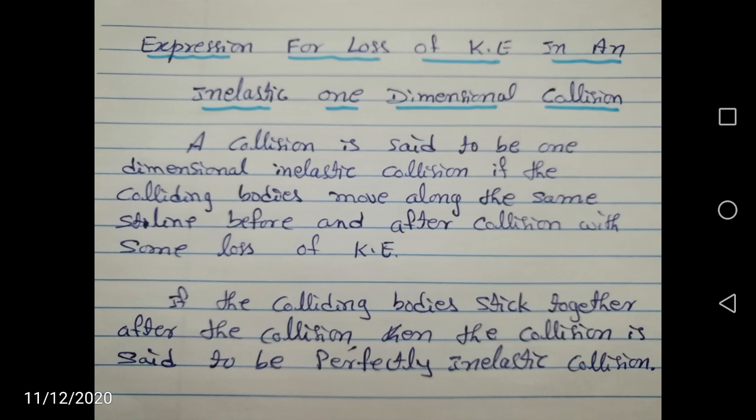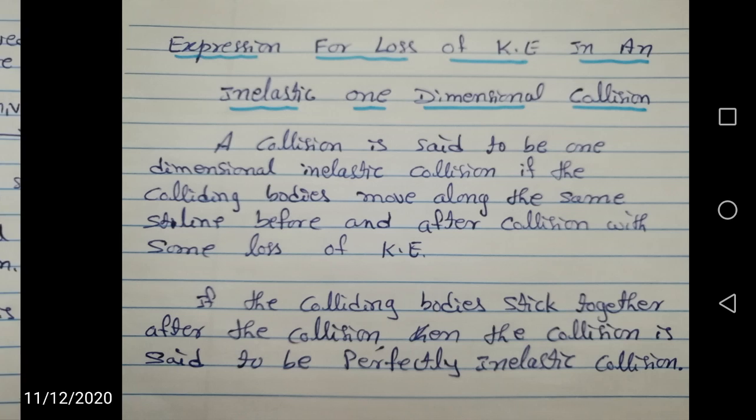If the colliding bodies stick together after the collision, then the collision is said to be a perfectly inelastic collision. Here we are going to consider an inelastic collision in one dimension. A collision is said to be a one-dimensional inelastic collision if the colliding bodies move along the same straight line before and after the collision with some loss of kinetic energy.